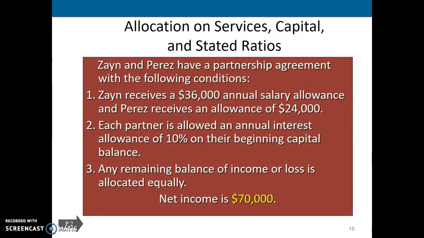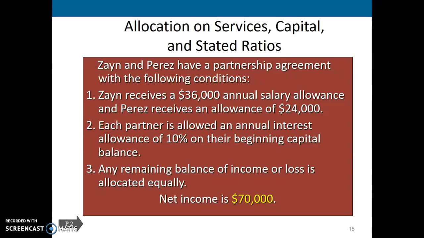Sometimes we can have a situation where it's a combination. So in this example, we have an allocation based off of services, capital, and stated ratios. The first part says that Zane and Perez have a partnership agreement with the following conditions. Anytime there's income, Zane is going to receive a $36,000 annual salary allowance, and Perez will receive an annual salary allowance of $24,000.